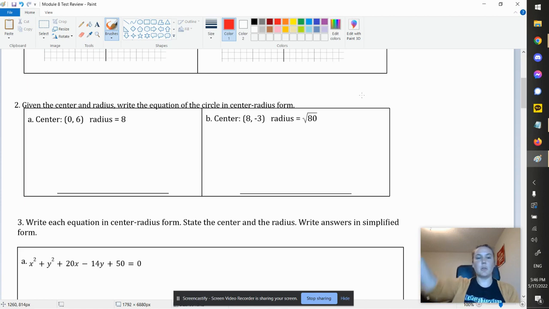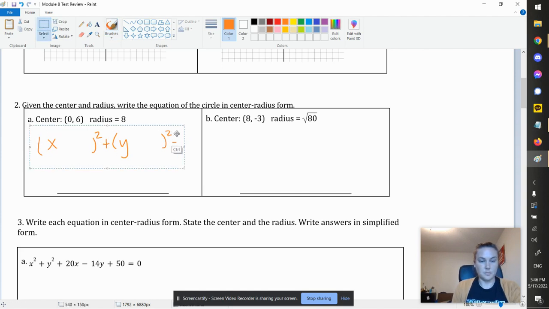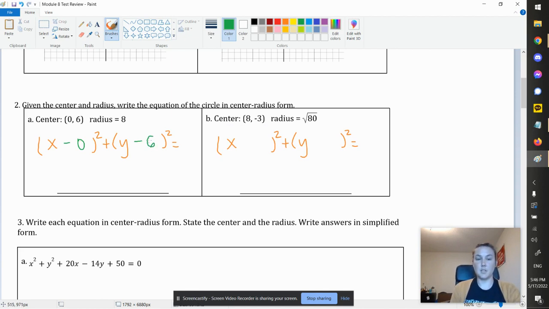Now, instead of going from equation to graph, and having the stopping point be center and radius, I am going to give you the center and radius, and you're going to write the equation of the circle. Okay. Here, the basic equation for a circle looks like this. So I'm going to write that in both of my answers just immediately. Now I'm going to fill in my information. My center is 0, 6, so I'll do -0, -6. My radius is 8, and I'm going to do 8 squared as my back number.